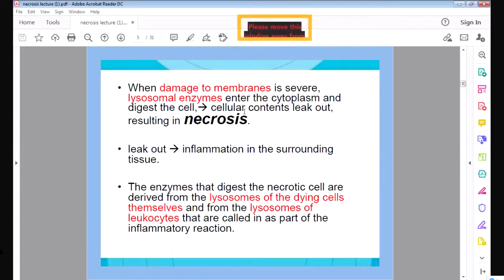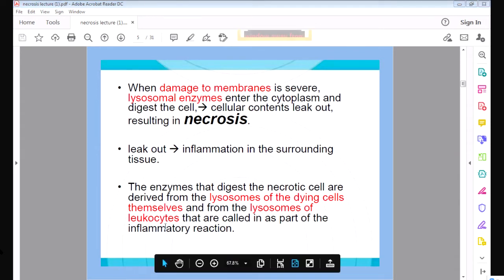Also the cellular content, that is the endoplasmic reticulum, mitochondria, all which are present inside the cell, will leak out of the cell, and there will be necrosis. So this is called necrosis. Also there is inflammation in the surrounding tissue, because inflammatory cells will come to digest the dead cell. The enzymes to digest the cell are from the lysosomes of the dying cells, and also from the lysosomes of the leukocytes. Leukocytes are inflammatory cells. So the lysosomes of the leukocytes will secrete some enzymes which will help in digestion of the dead cell, that is necrosis.